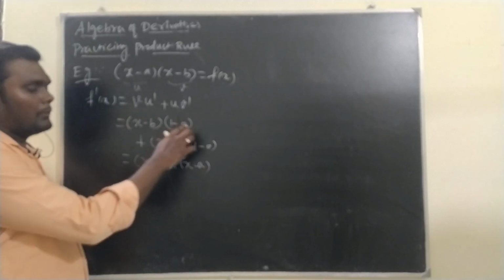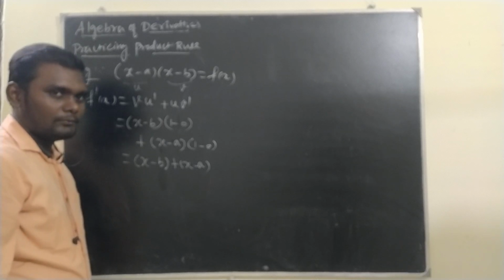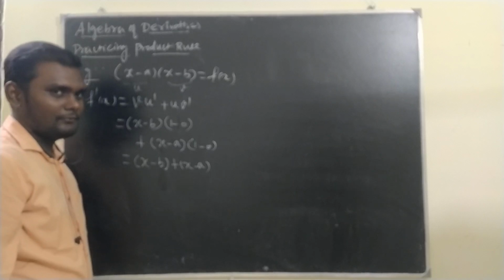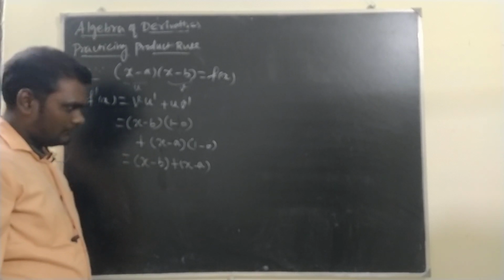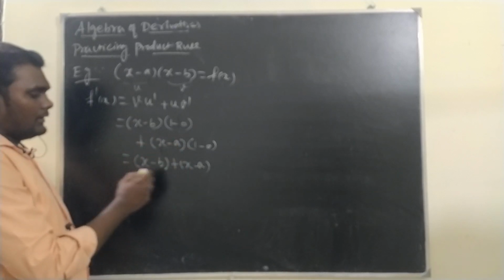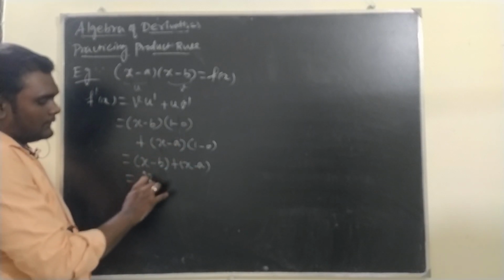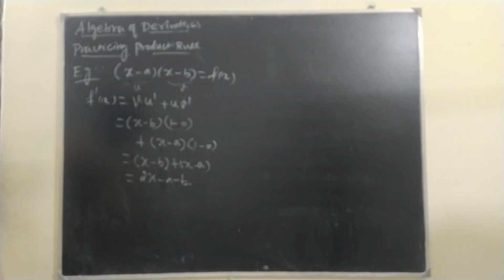Got it? Because 1 minus 0 is 0, right? No. 1 minus 0 is 0, is it? 1, 1. Is that 11? Then that is it. We can add this. Then our answer is 2x minus a minus b. Have we got the same answer? Previously also.